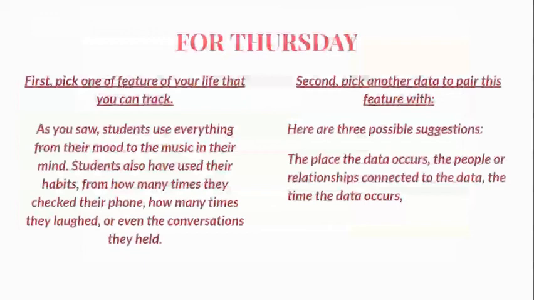So your work, in addition to watching this and to hand in on Thursday, is to pick a feature of your life that you can track. Now, as you saw, students use everything from their mood to the music in their mind. Students also use their habits, from how many times they checked their phone to how many times they laughed or the conversations they held. Your job is to pick an aspect of your day that you can keep track of, starting on Thursday and going for over a whole week.